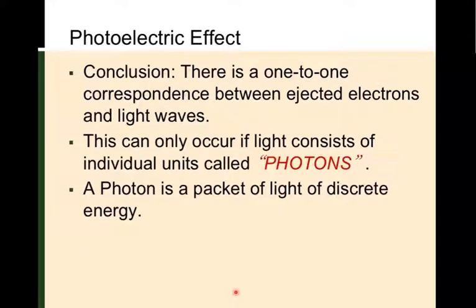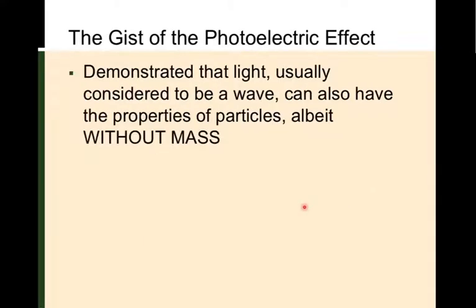So the conclusion here is that there is a one-to-one correspondence between ejected electrons and light waves. So for every packet of energy from the light, we get 1 electron, if it has sufficient energy. So this can only occur if light consists of individual units called photons. A photon is a packet of light of discrete energy, and we can calculate that energy based on its frequency. The gist of the photoelectric effect was demonstrated. So far we've demonstrated that light, usually considered to be a wave, can also have the properties of particles, albeit without mass.